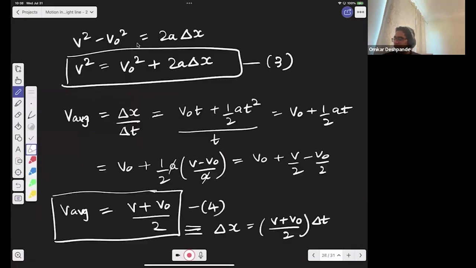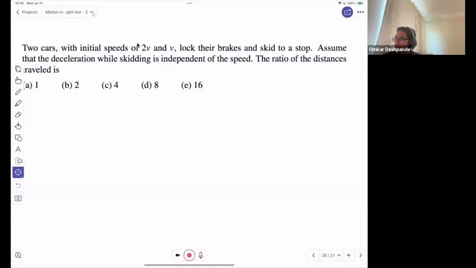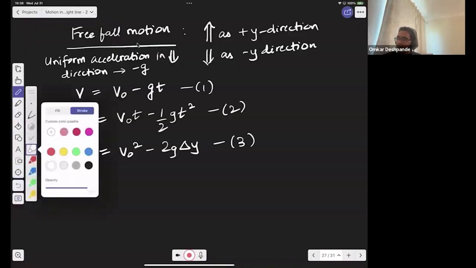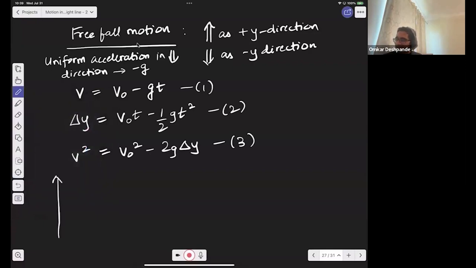And the fourth equation can be the same if you want to use it. There will be no change. But the graphs, the acceleration versus time graph would look like this, where this value is minus g.